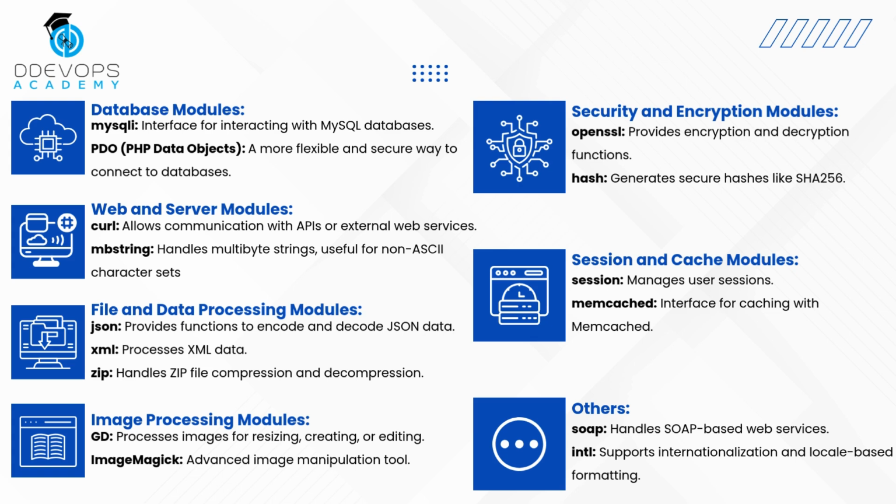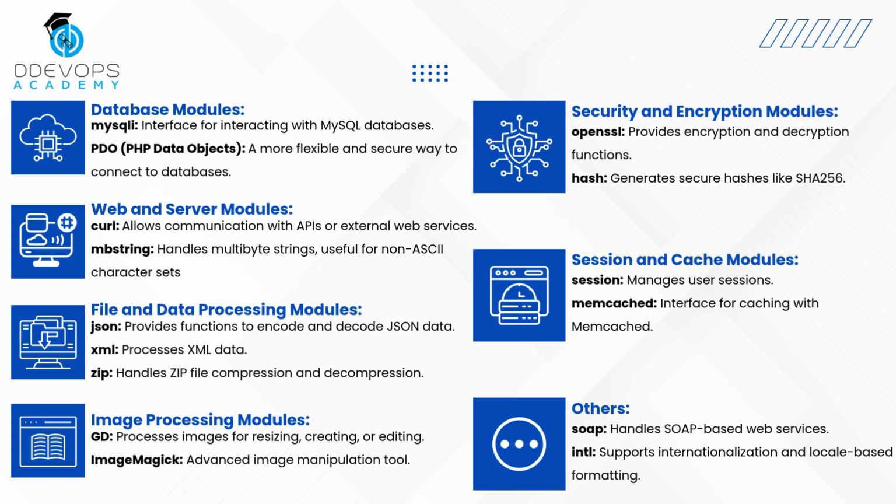File and data processing modules. These modules help you handle data. JSON lets you encode or decode JSON. XML works with XML data, and zip allows you to compress or extract zip files. Image processing modules. For working with images, PHP includes modules like GD for creating or editing images, and ImageMagick for more advanced image manipulation. Security and encryption modules. Security is critical. OpenSSL helps with encryption and decryption, and Hash allows you to generate secure hashes like SHA-256.